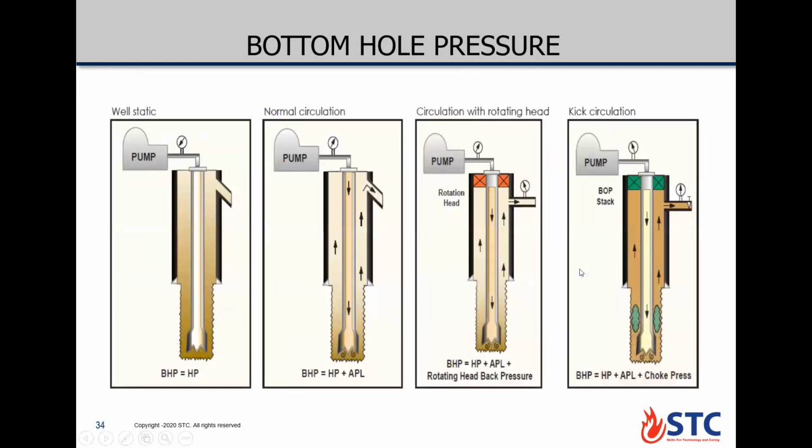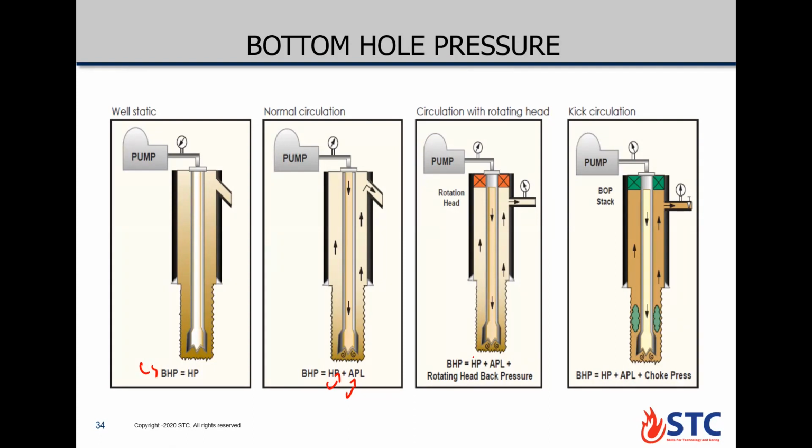So here are the different situations for bottom hole pressure. In case we are static, bottom hole pressure will equal the hydrostatic pressure. In case we are circulating with pumps running, bottom hole pressure will equal hydrostatic pressure plus APL, annular pressure loss. In case we are circulating with a rotating head, for MPD, managed pressure drilling, or for underbalanced drilling, here we have circulation with rotating head.